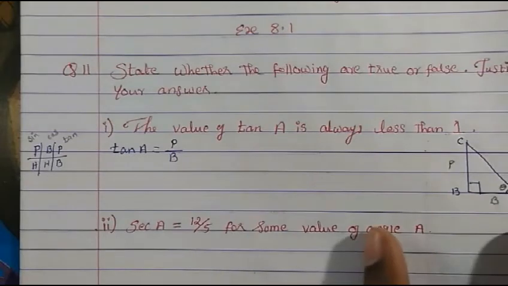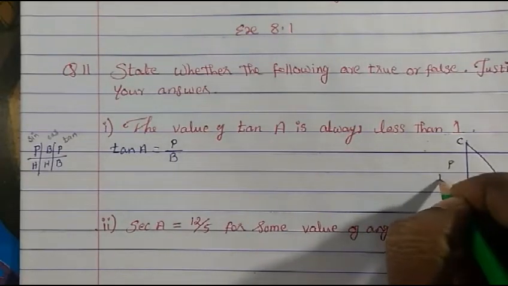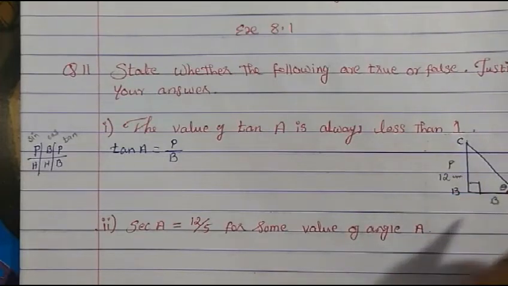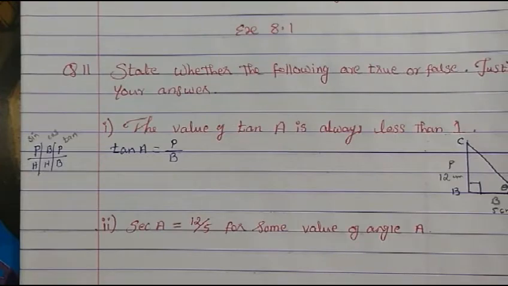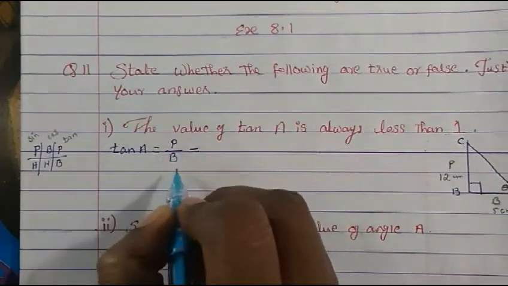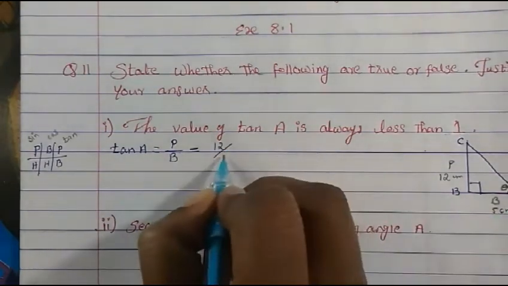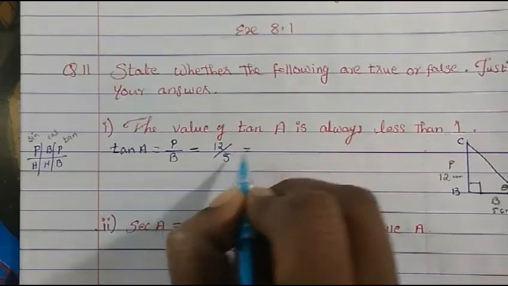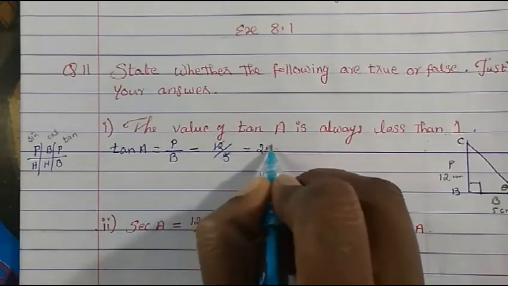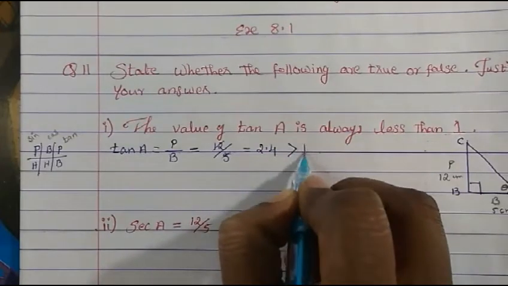So let us take some number. Let's think that this is 12 centimeter and this is 5 centimeter. Okay. So is it possible? Let us see. So if P upon B, perpendicular is 12, base is 5. So if we are dividing, we will get 2.4. So this is actually greater than 1.